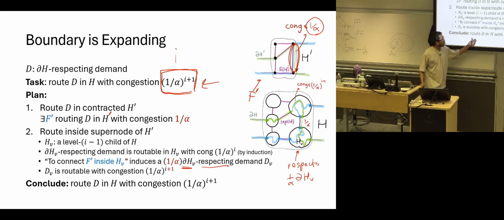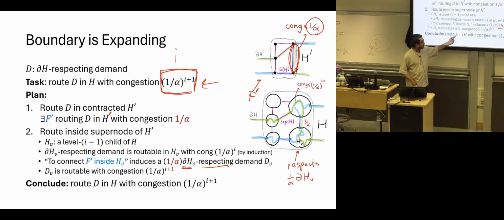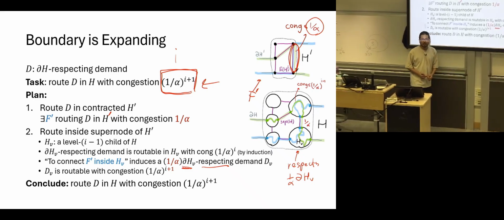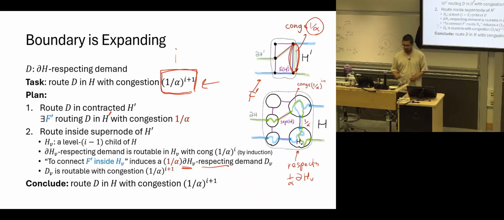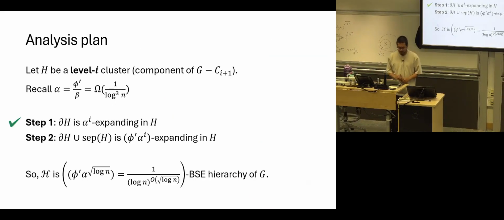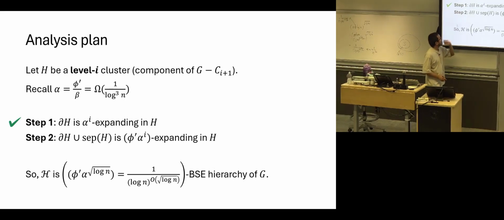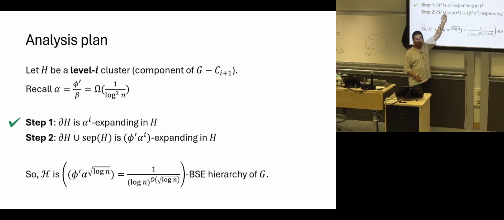So by connecting all this flow in each supernode, you route the whole demand D with this congestion. Are we good? Okay. So that's the first step. You see that the battery is actually expanding quite nicely. The expansion is alpha to the i, not phi to the i, so much better than phi to the i.